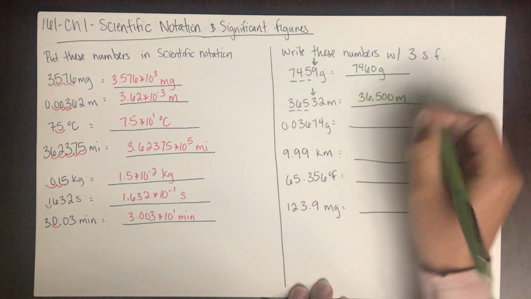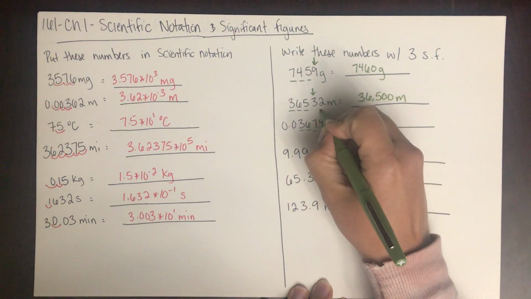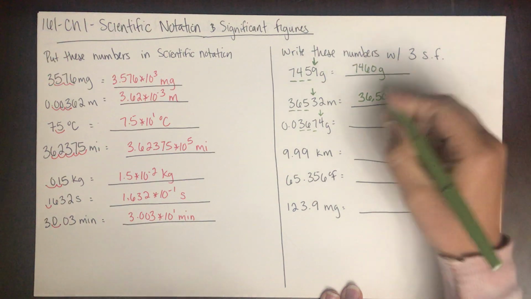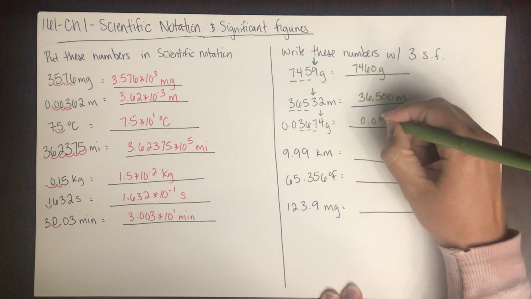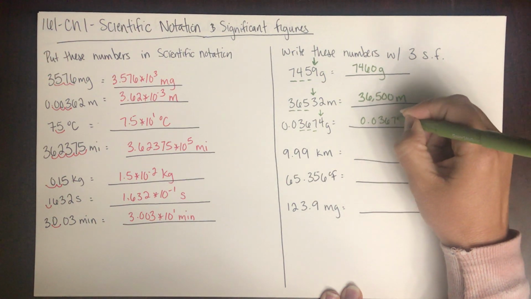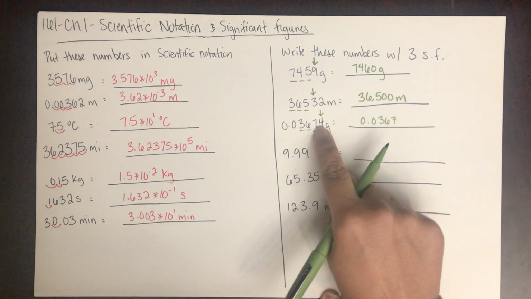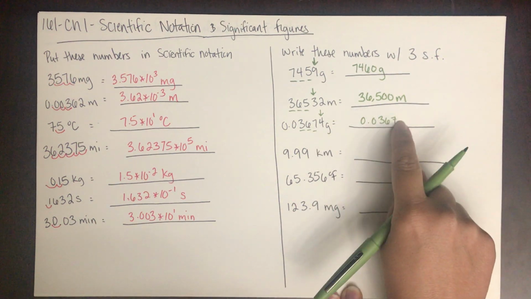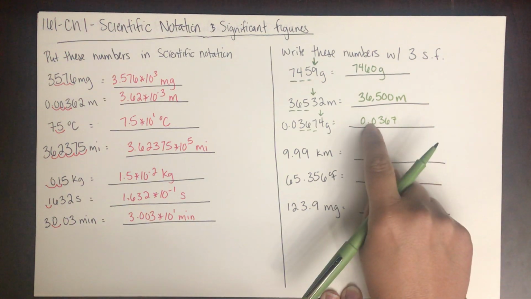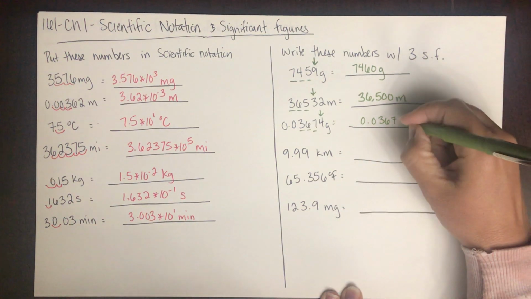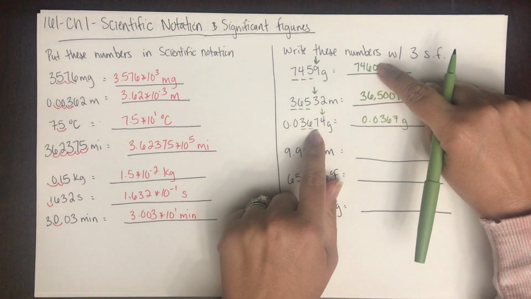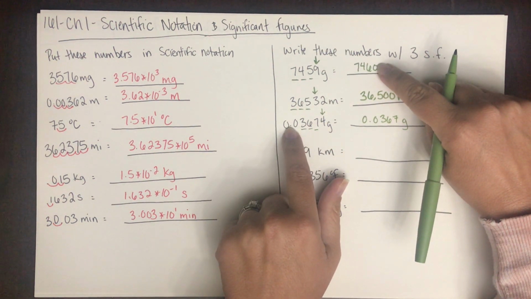Okay, 1, 2, 3. This number is 4 or below, so this becomes 0.0367. I can't put a 0 there, because if I put a 0 there, that 0 would be significant because it's after a decimal place. So in this case, it just gets dropped. So that's the difference between these two, is that this is after a decimal place.